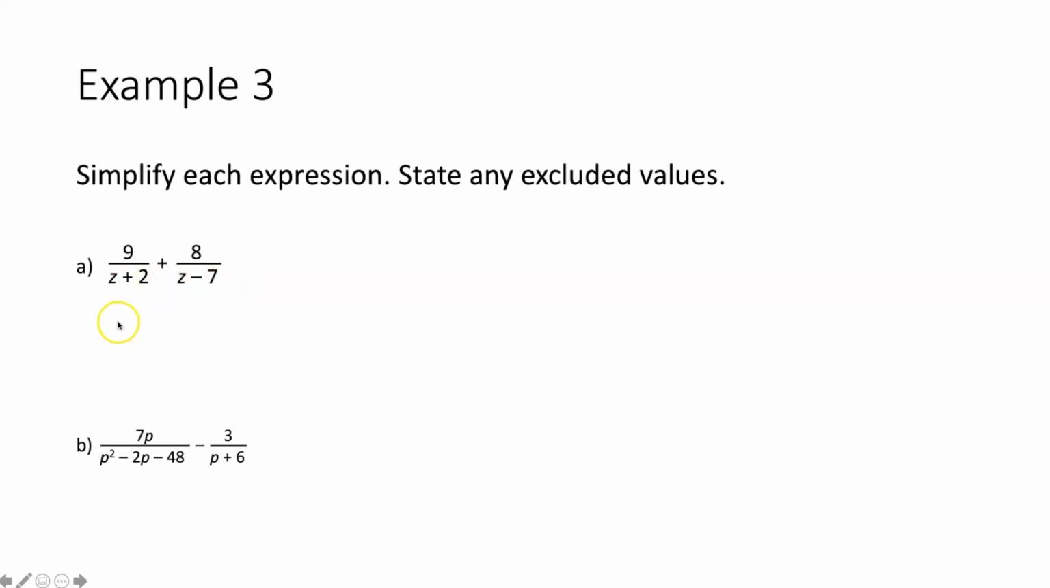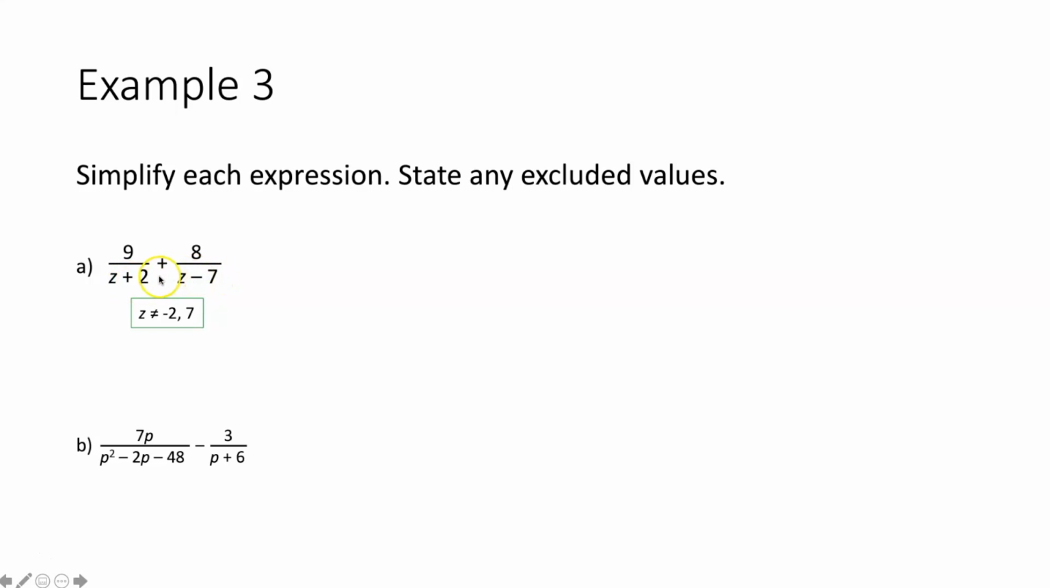Over here we get z is equal to negative 2. Over here we get z is equal to 7. Therefore, z cannot equal negative 2 or 7 because those values of z would cause the denominators to equal 0. Next, we need to make sure that each fraction has a common denominator. So these do not have a common denominator. How do we get them to have a common denominator?